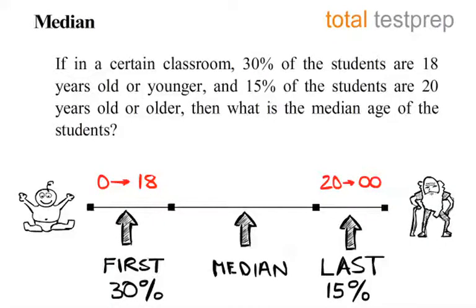What that leaves us with is the numbers in the middle. The median is going to be in the exact middle, which is 19, because if the people on the left are between 0 and 18, and the people on the right are between 20 and infinity, only one age remains in the middle, 19. So whoever is in the middle, whoever is in the 50% spot, has to be 19 years old. Therefore, the median age of the students here is 19.